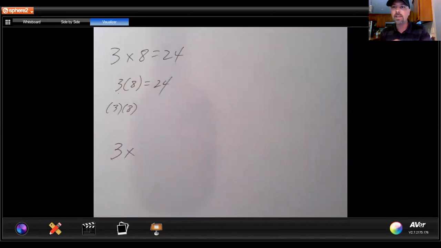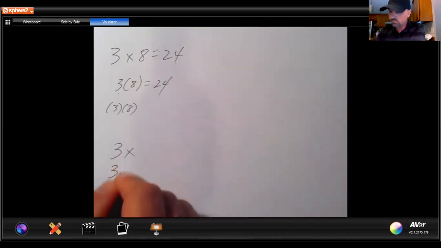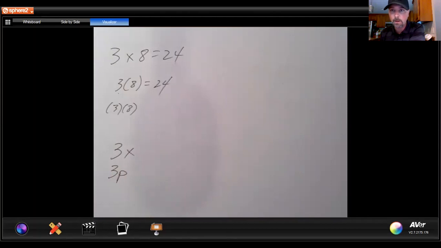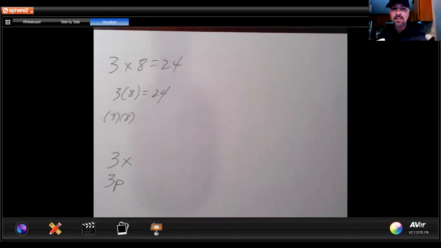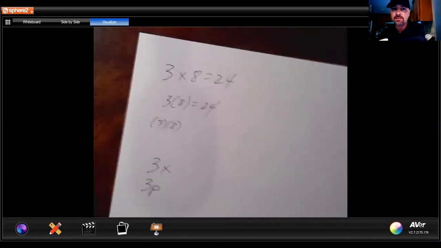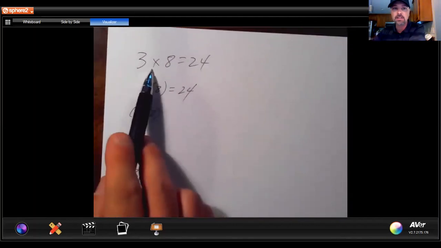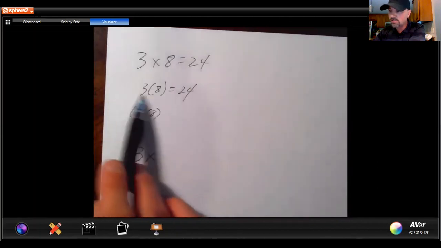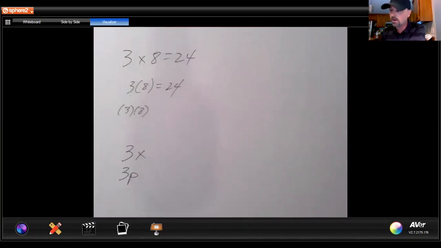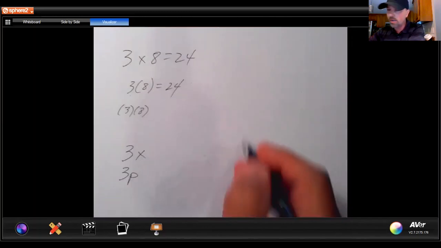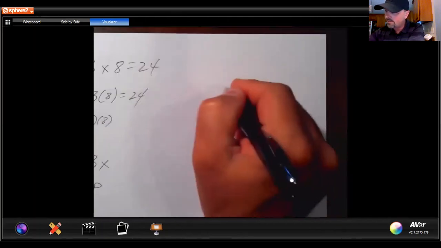Anytime a number and a letter are next to each other, that means multiplication. 3 times p. Okay? So you need to recognize what multiplication looks like. It's different now. It doesn't have an x. We're going to see it written like this. And if it's a number times a variable, they're just next to each other. All right? So let's do a practice problem.